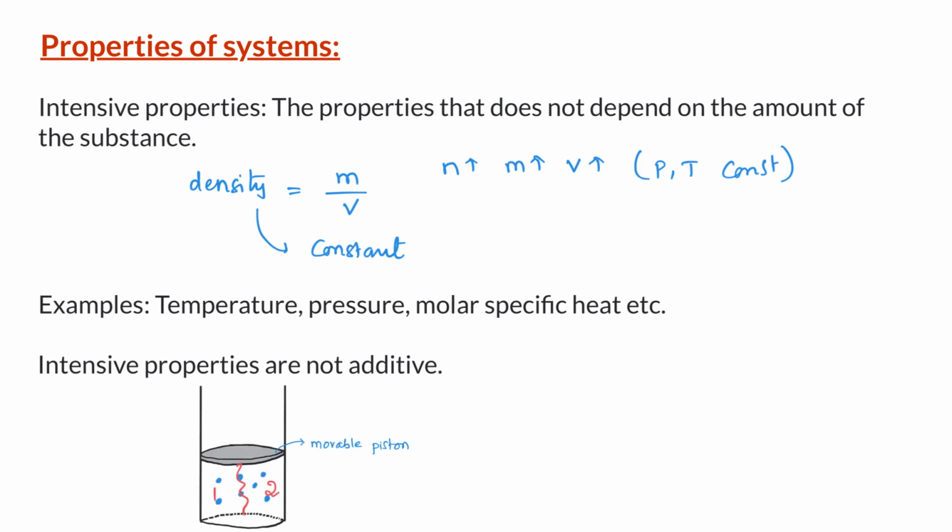Intensive properties are not additive. Let us take a look at the same example. If we take a sample of ideal gas in a cylinder and divide it into two equal parts, the temperature of one part of the gas is the same as the temperature of the overall gas sample. And you cannot get the temperature of the total gas by adding the temperature of part 1 and the temperature of part 2.